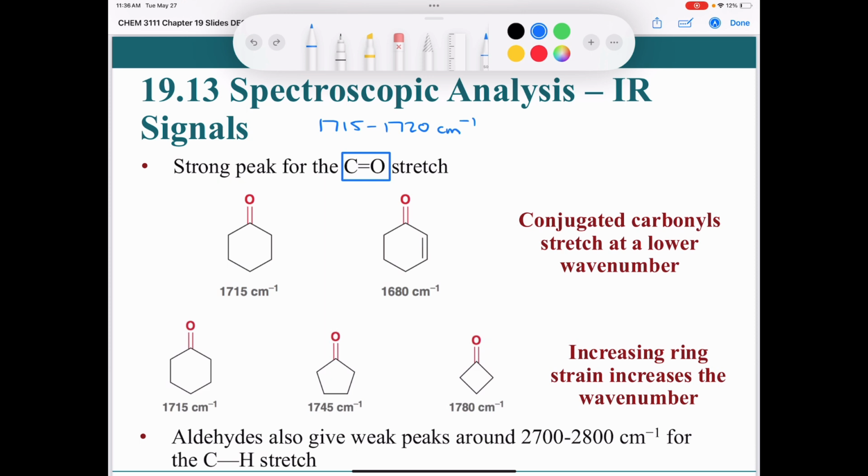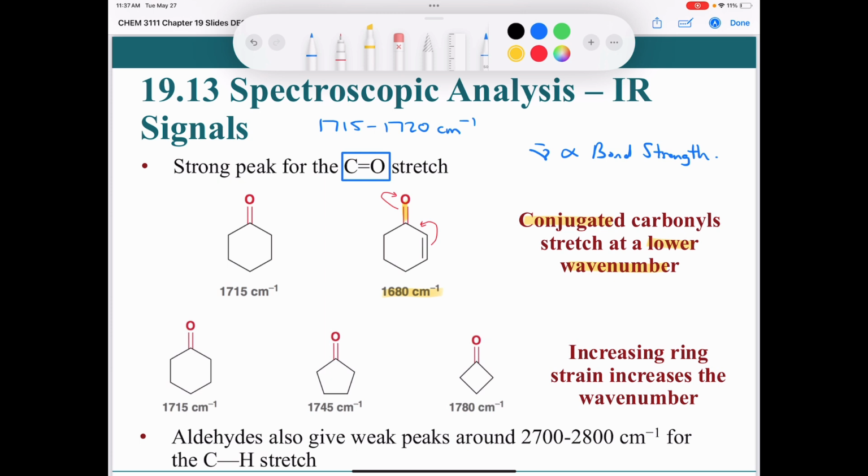However, if you have a double bond here, what that does is it weakens the carbonyl bond because of resonance. That means this bond is going to have some single bond character. And you probably remember that wave number is proportional to bond strength. Since the bond is weakened, it's going to have a stretch at a lower wave number, and we see that here. So conjugation means you're going to have a stretch at a lower wave number.